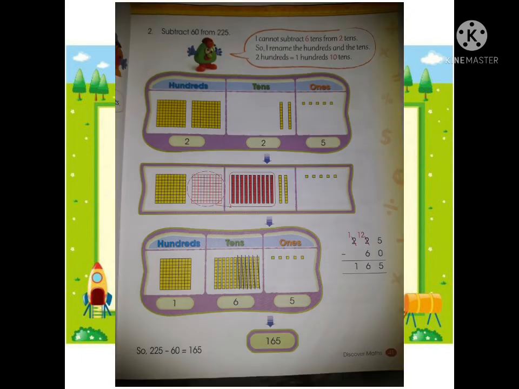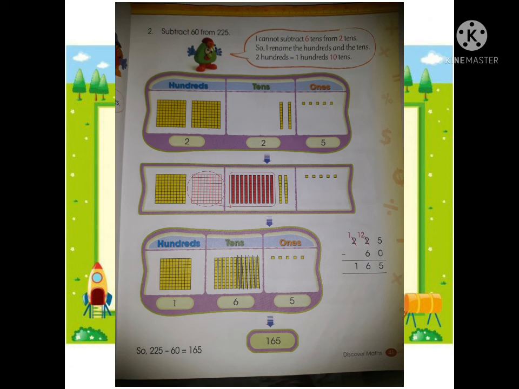Example number 2 on page 41. Okay, subtract 60 from 225. We have 200, 2 tens, and 5 ones. Okay, how to solve it? Start by subtracting the ones. 5 ones minus 0 equals 5. Next, we subtract the tens.